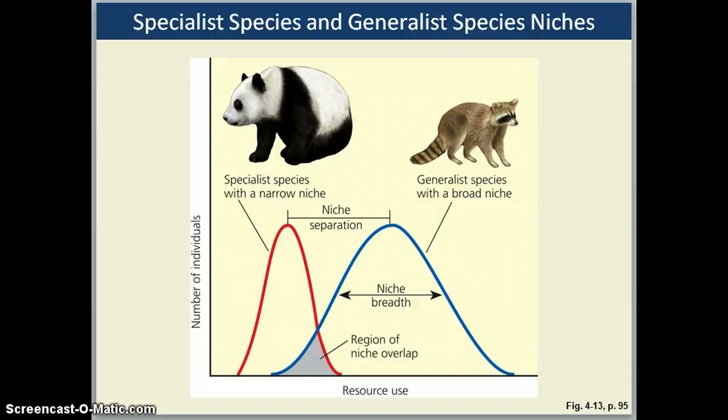A generalist, an example is a raccoon. Generalist species rely on a variety of food sources. So if one disappears, there are other food sources available. Generalists are less likely to go extinct compared to specialists.